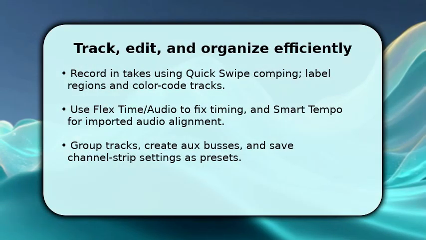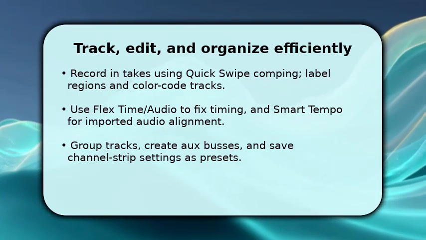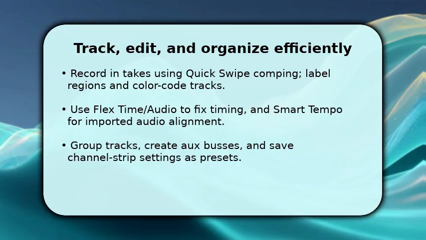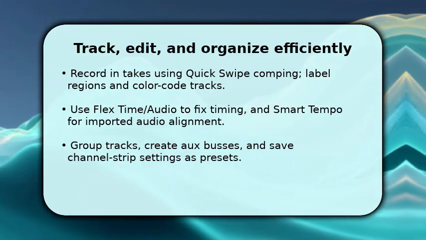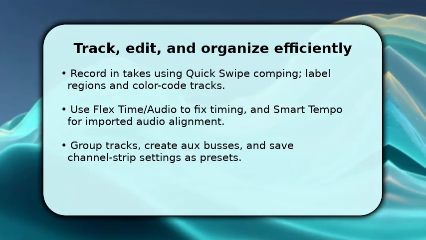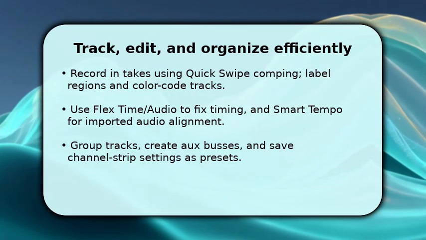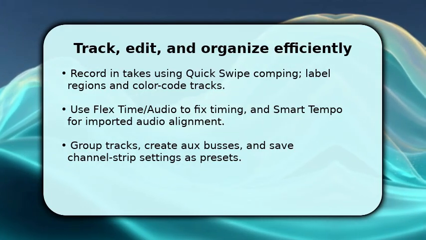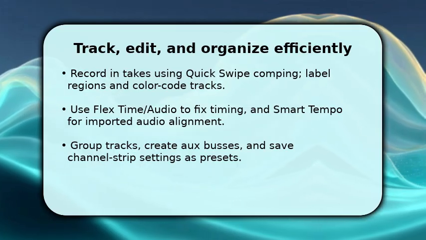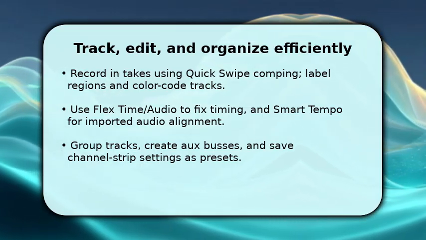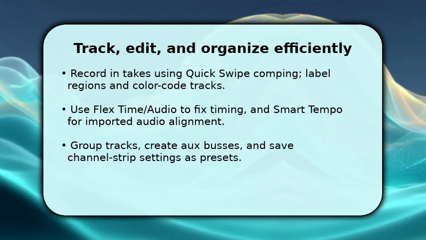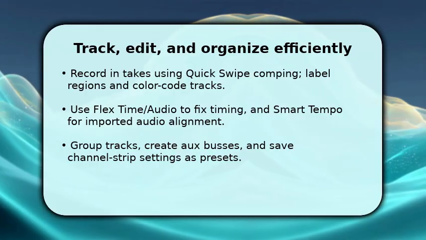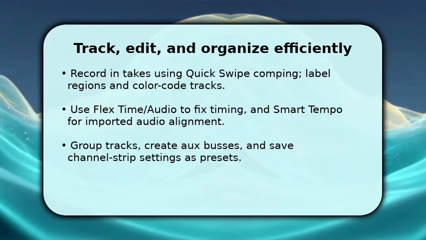Now you move into capturing and shaping takes. Record multiple passes, then use quick swipe comping to build the best performance without destructive edits. After comping, apply flex time or smart tempo to tighten groove across audio and samples. This preserves feel while fixing flaws. Organize by color coding and grouping tracks, then route similar elements to aux buses for parallel processing. Save frequently used channel strip chains as presets, so you reproduce mixes quickly across projects.